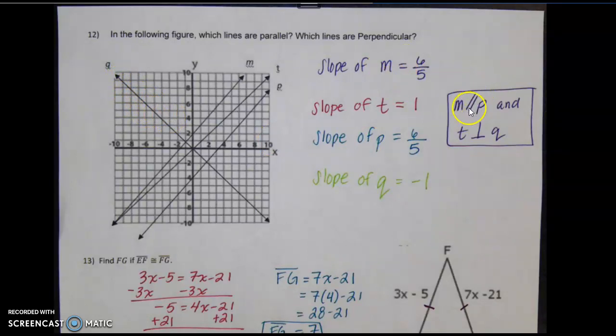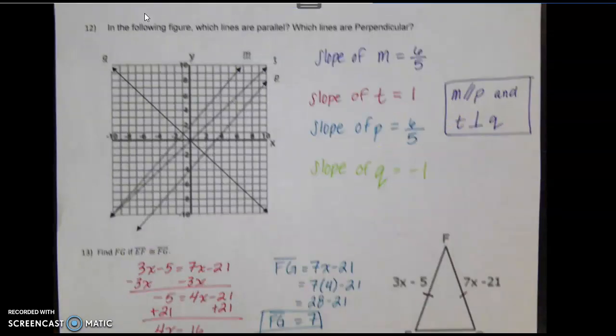And so remember, parallel means same slope, so that means M and P are parallel. Now, T and Q, they are opposite reciprocals of each other because remember, positive 1 is 1 over 1, and negative 1 is negative 1 over 1. Flip the fraction and change the sign. These two are perpendicular to each other.